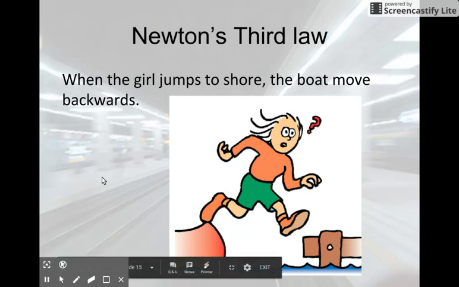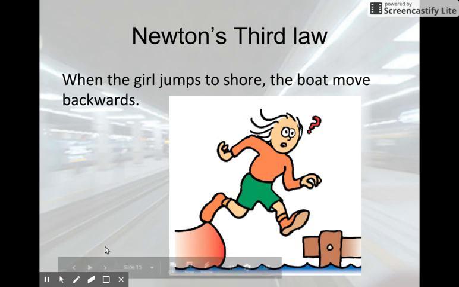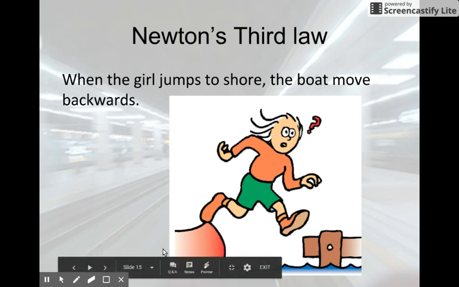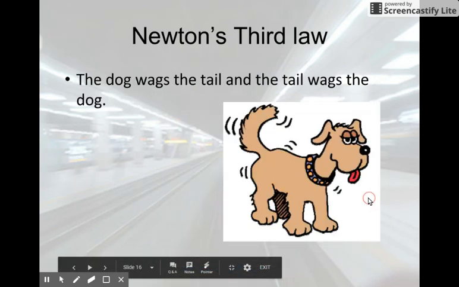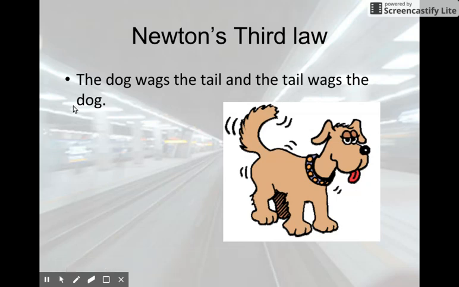So another example here, when a girl jumps ashore from the boat, she pushes backwards on the boat as she leaps forward, and then the boat is going to propel her forward to the dock. So there's an action and a reaction. A dog wags its tail, and you can also see his body actually gets moved as well. So the tail then pushes that same force back onto the dog.